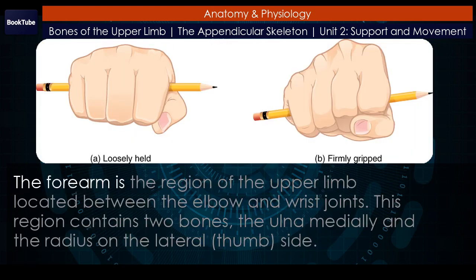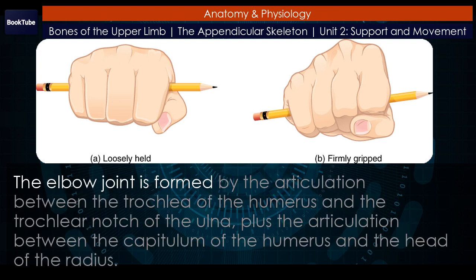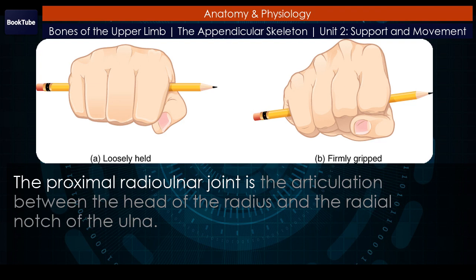The forearm is the region of the upper limb located between the elbow and wrist joints. This region contains two bones, the ulna medially and the radius on the lateral thumb side. The elbow joint is formed by the articulation between the trochlea of the humerus and the trochlear notch of the ulna, plus the articulation between the capitulum of the humerus and the head of the radius. The proximal radio-ulnar joint is the articulation between the head of the radius and the radial notch of the ulna.